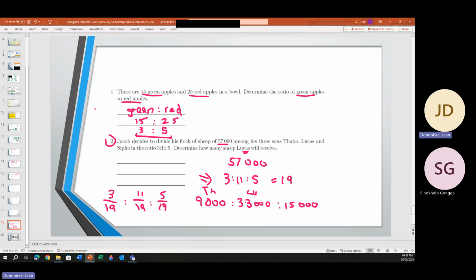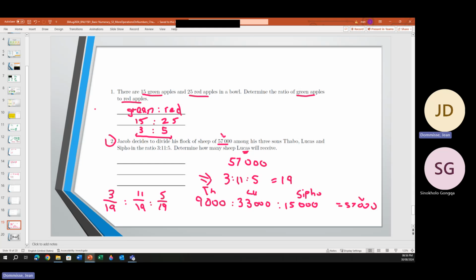So that 57,000 is split into 9,000, 33,000 and 15,000, and we can just check it. So 9,000 plus 33,000 is 42,000. 42,000 plus 15,000. If we add all of those amounts together, we get the 57,000 again. So we make 100% sure that we actually have divided it according to that ratio.